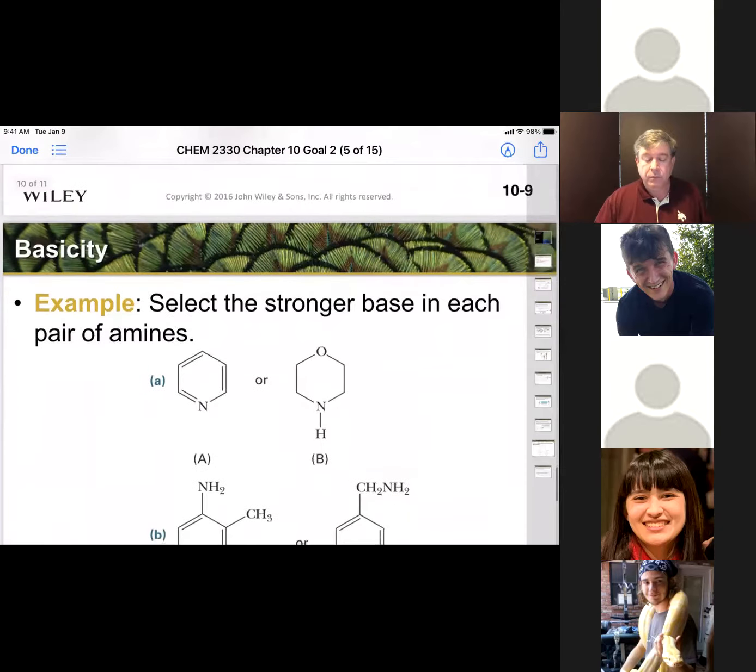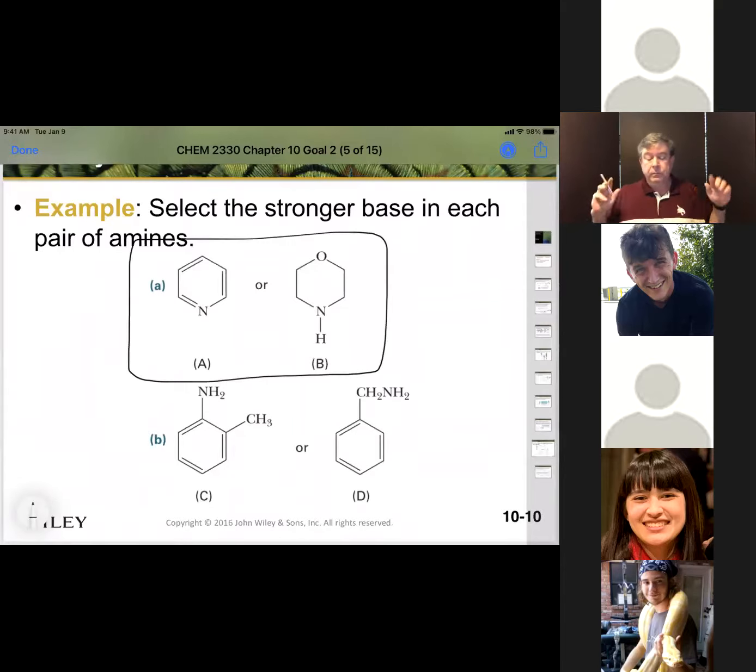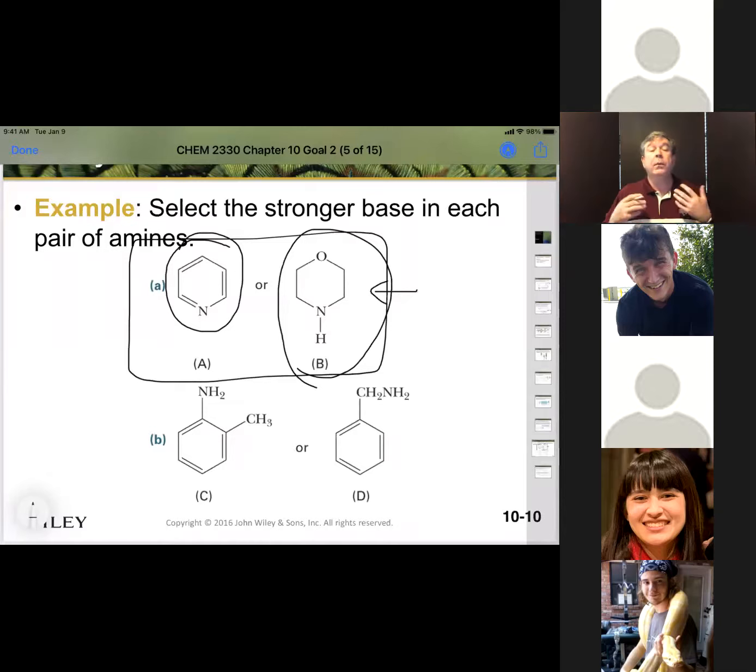Okay. So let's use those rules and figure out, for part A here, which is the stronger base. A, which is the pyridine, or B, which is a morpholine. That's actually the name of it, but you don't need to know the name. Okay. Oh, cool. You can put your name on it. That's great. Yeah. And it's that because it's an aliphatic amine. B is the stronger base because it's an aliphatic amine. This is a heterocyclic aromatic amine, so it's a weaker base.